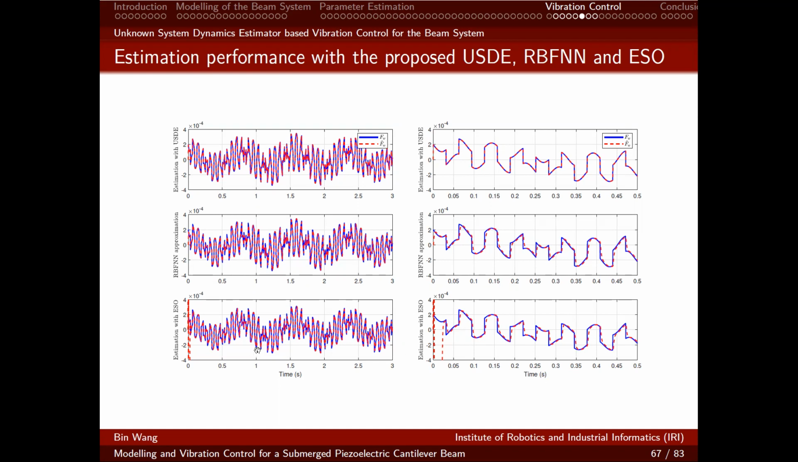The third line is the ESO. We can see the transient performance is poor for this observer.